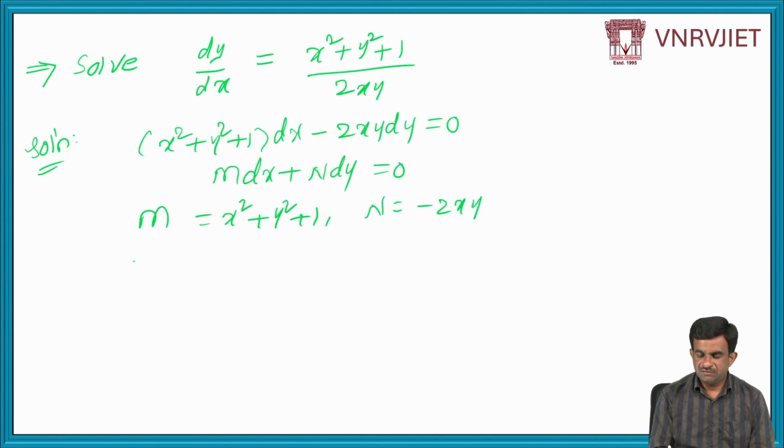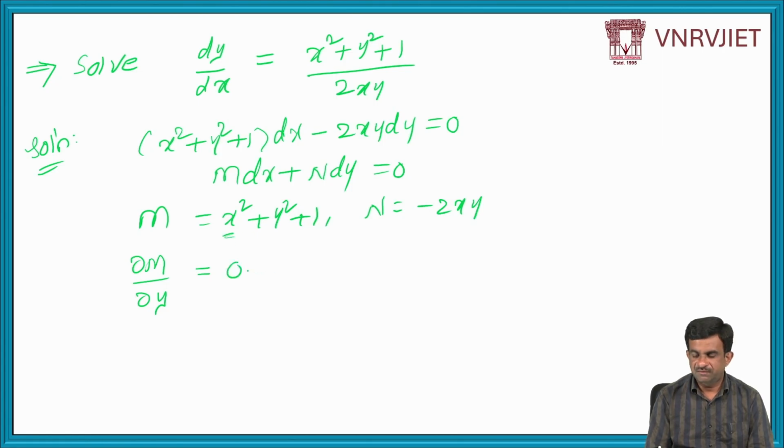So after this we have to check the condition for exactness, that is ∂M/∂y and ∂N/∂x, whether they are equal or not. So ∂M/∂y here is, so x terms are constants with respect to y now. So plus derivative of y² with respect to y is 2y, then plus constant derivative is 0. So we got this as ∂M/∂y as 2y.